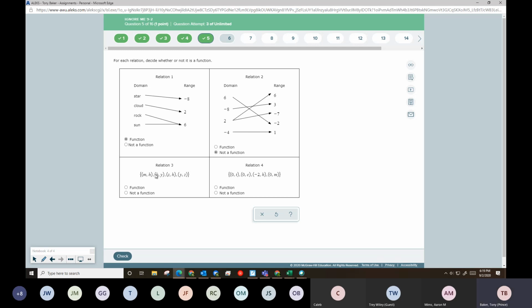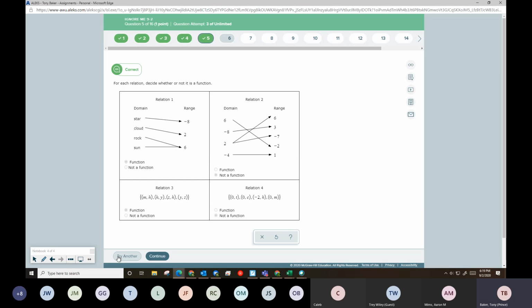And then we have M, H, Z, Y. None of them repeat, so that's a function. 0, 0. Okay, so 1 goes to T, 1 goes to C. So that's not a function, because 0 wouldn't be predictable. And actually 0 also goes to M. So as soon as it's not predictable, it is not a function.